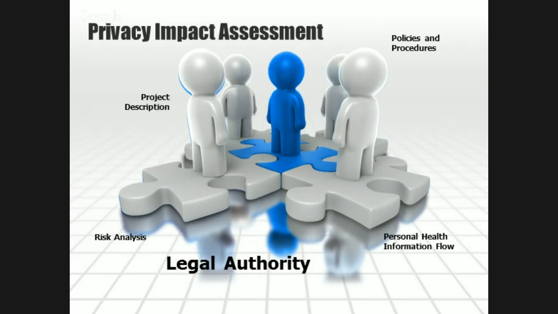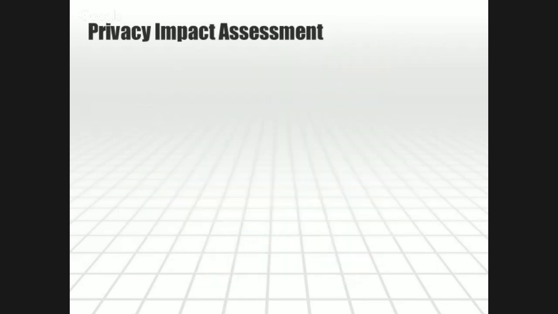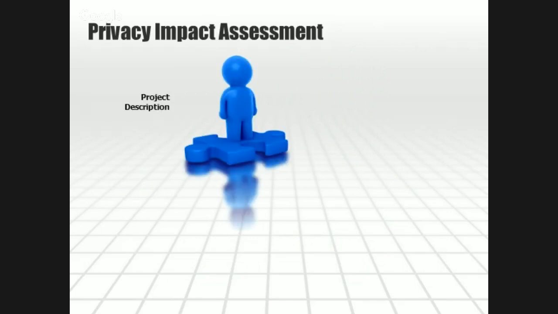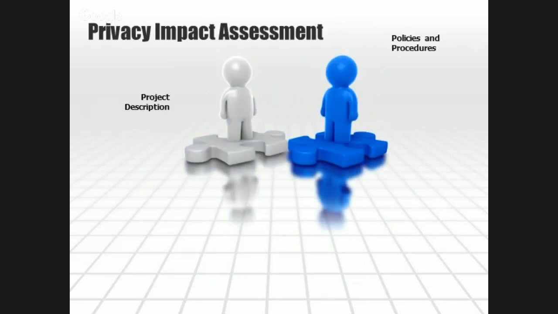So we've talked about the 5 steps in doing a privacy impact assessment. The very first step is the project description. Make sure that you have all of your stakeholders involved in that project description so that you can share that common understanding. Your policies and procedures is step 2. You're going to get started with a basic foundation of policies and procedures, and this is going to be the foundation for your privacy impact assessment.